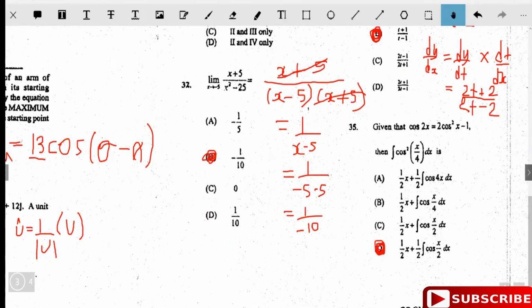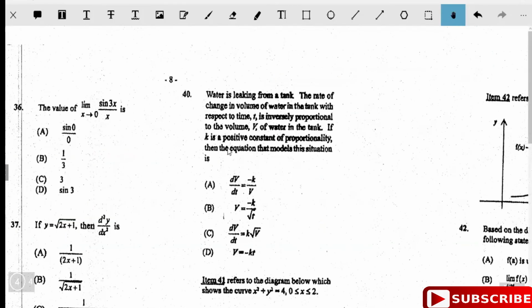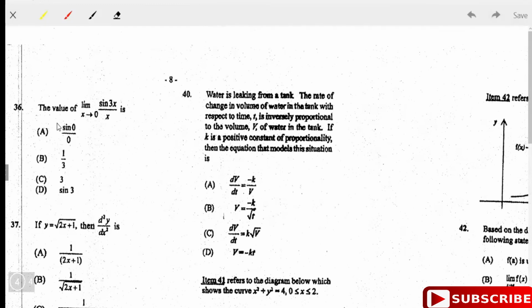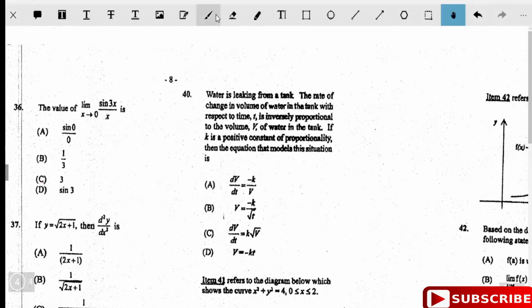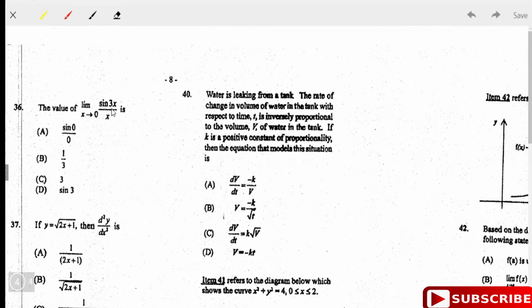That's 35. Easy question. Question 36. What's question 36? Kramer, very good. That's easy. So the only thing we're looking at right here is 3x over x. Imagine the x's cancel, we get 3. Or we use the identity that the limit of sine x over x equals 1. Yes, that's the rule: the limit as x approaches 0 of sine x over x is 1.